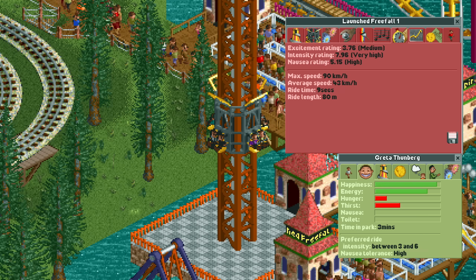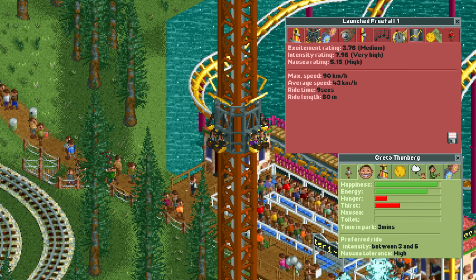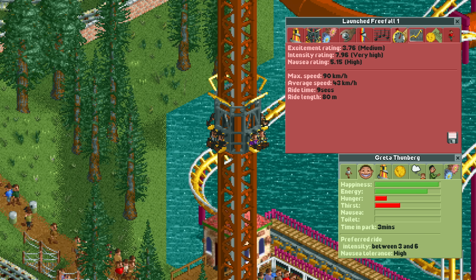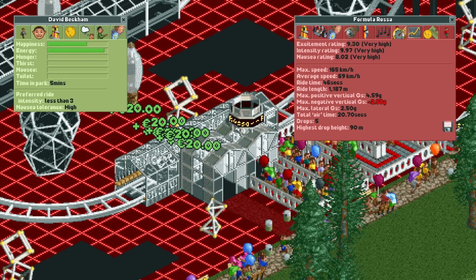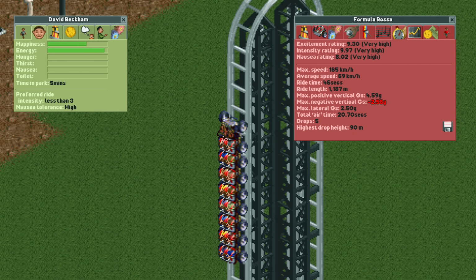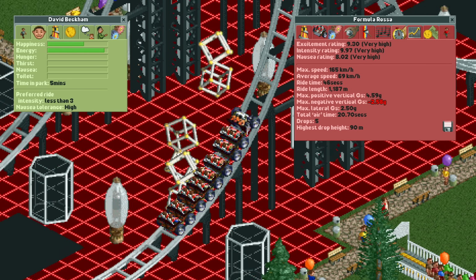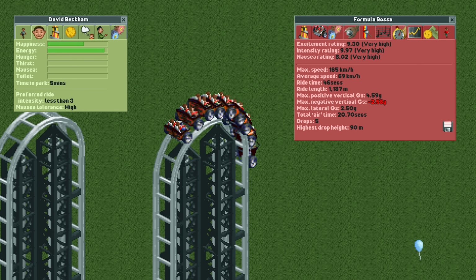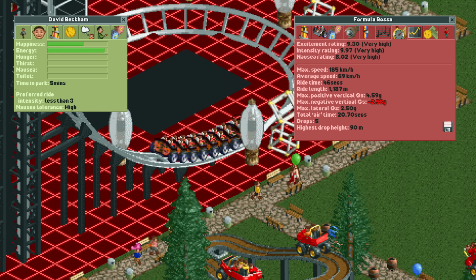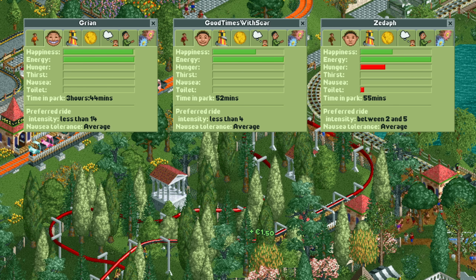Seems easy, but then you realize that Greta Thunberg is currently going on a ride with nearly 8 intensity, while her preference is only between 3 and 6. And here we have David Beckham, who is a gentle soul and prefers gentler rides with less than 3 intensity, yet he is going on a big fat roller coaster with 9.97 intensity. What's going on here? Do these preferences even mean anything at all? Yeah, they do mean something, but it's not quite as simple as these numbers suggest.